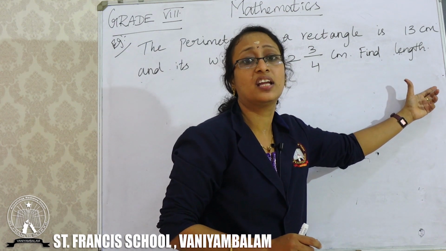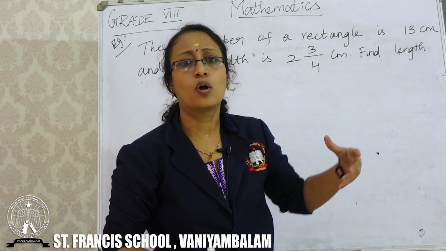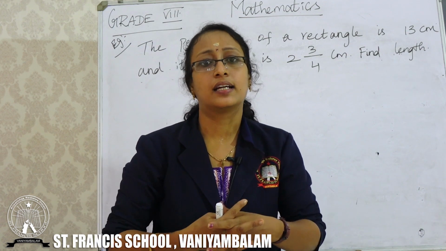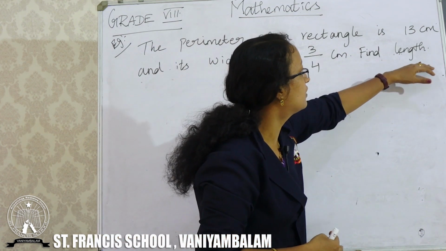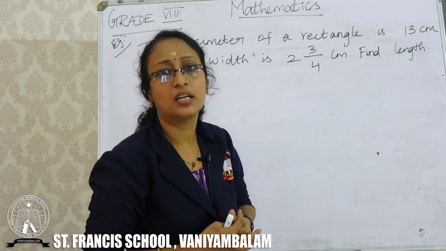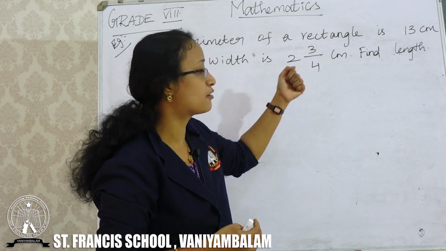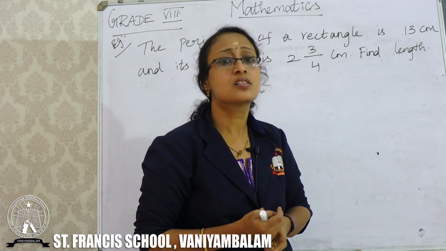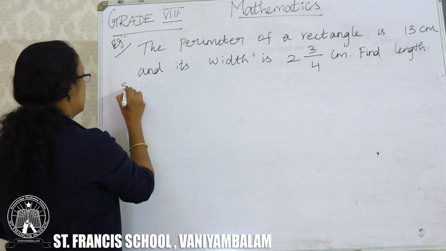You have to find the other dimension. What are the dimensions you have in a rectangle? You know, right? Length and breadth. Here length you have to find out and breadth is given. Breadth is 2 3/4 centimeter, a mixed fraction. And perimeter is given 13 centimeter. So how will you do this?